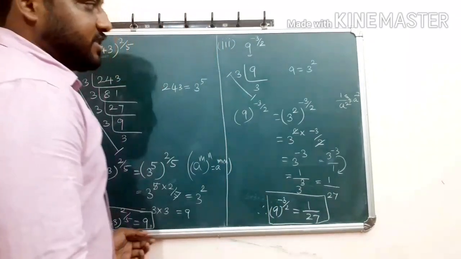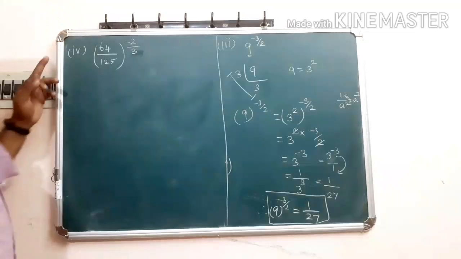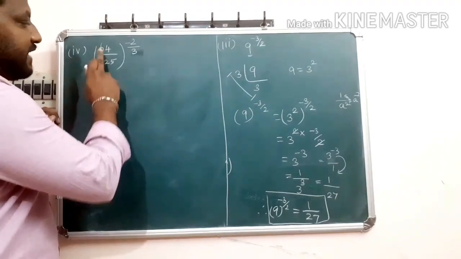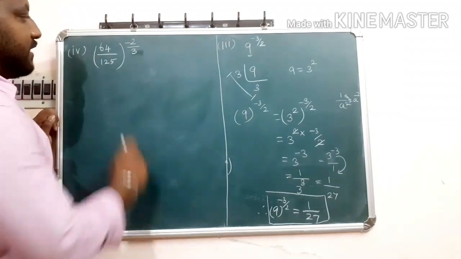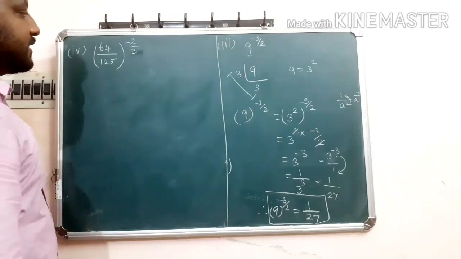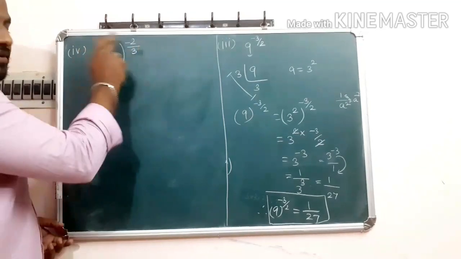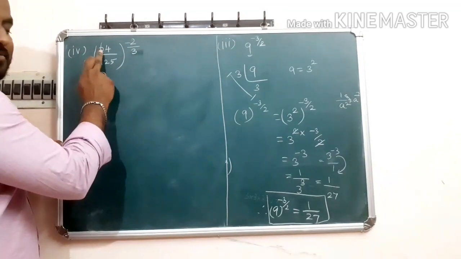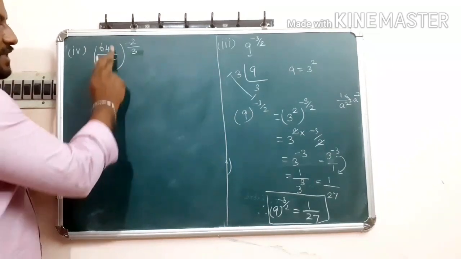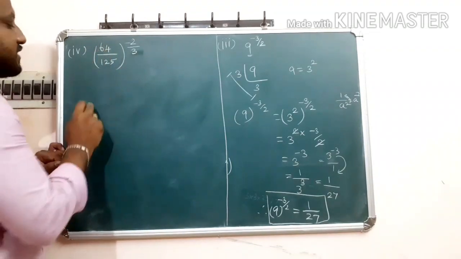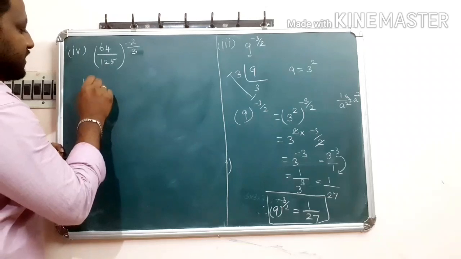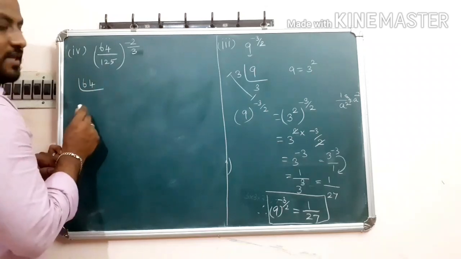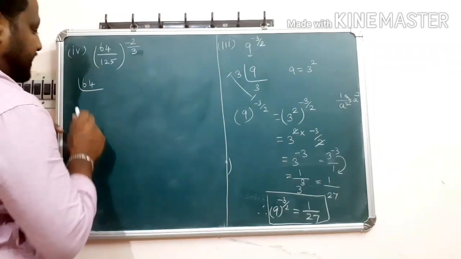Clear? So these type of questions, 2 more questions. Next, the fourth one: find the value of 64 divided by 125, the whole power minus 2 by 3. So we have to find out the value for this number. The number is given in the fraction form. So first you have to find out for the numerator, same division method, do it with prime factors only.